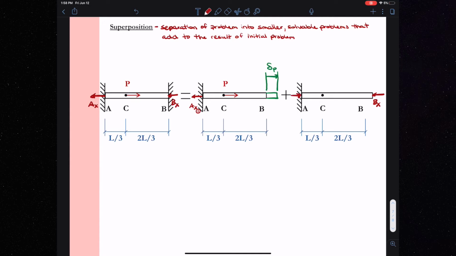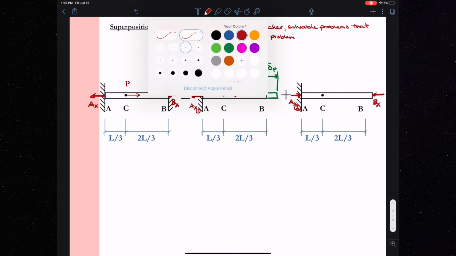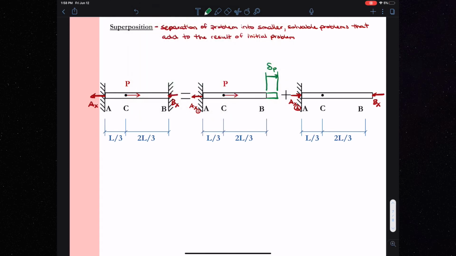So in my second free body diagram, part of my superposition, I will apply the reaction Bx at point B. What will this do to the bar? This will cause my bar to shorten. It'll push the bar a distance that I refer to as delta Bx. So as you can see, I define two deflections at the end of the bar at point B.